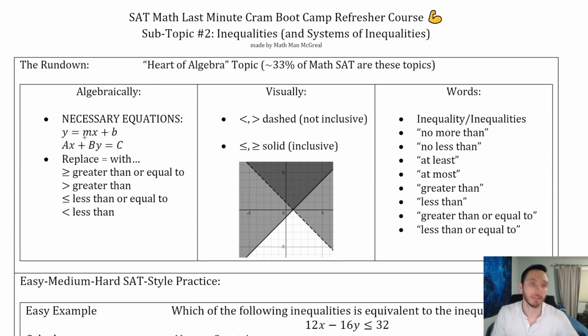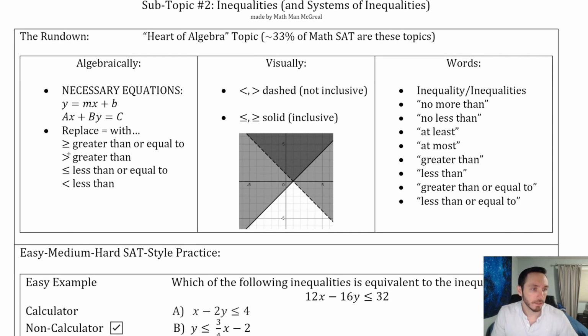These are still linear in a lot of cases, not all. And you still need to know the slope-intercept and standard form. Understand what these symbols mean.